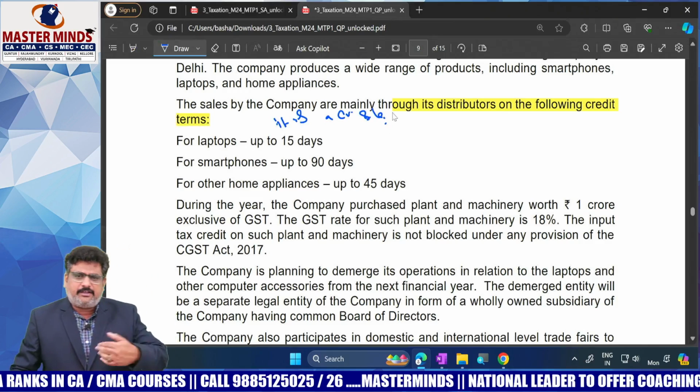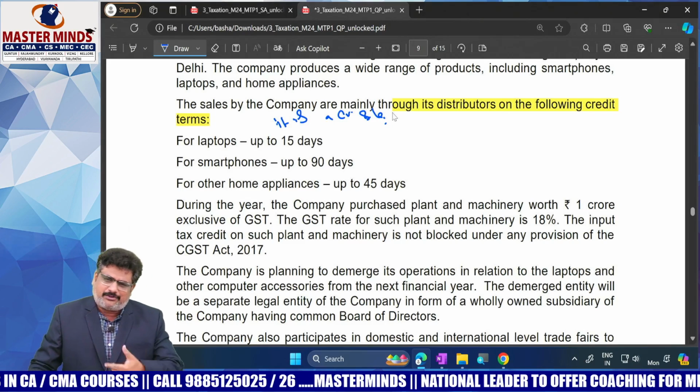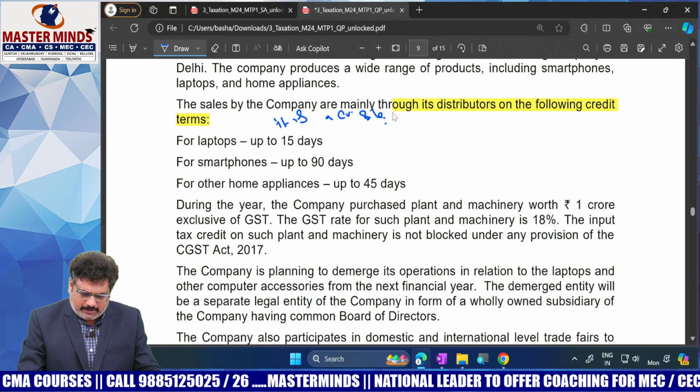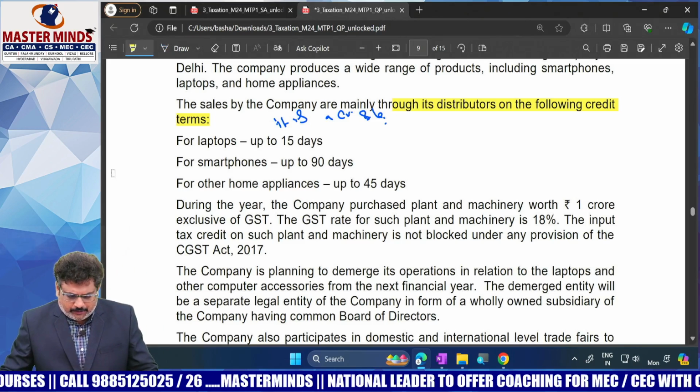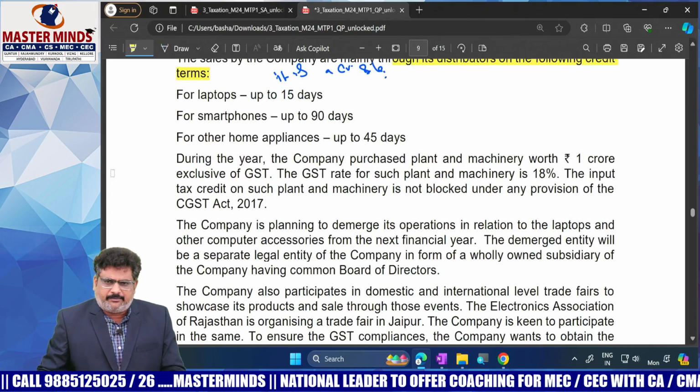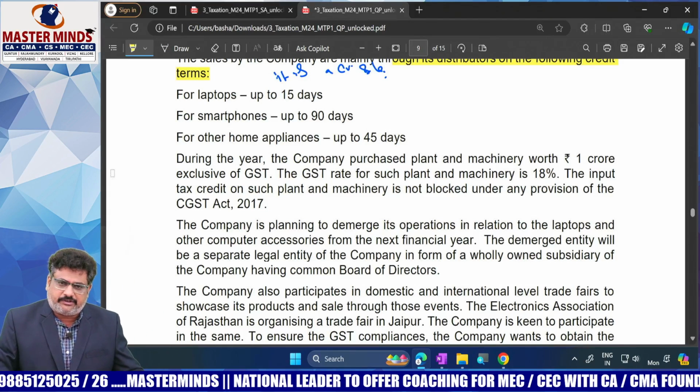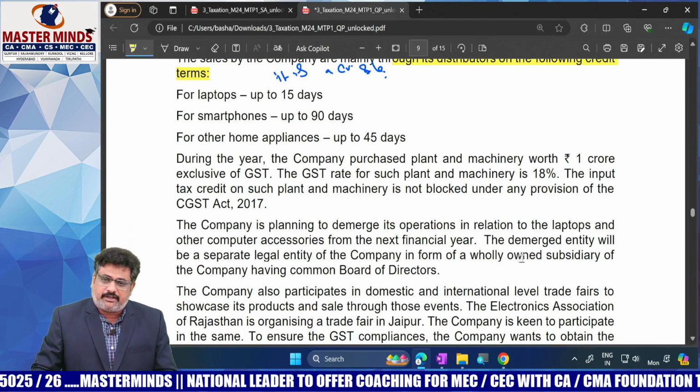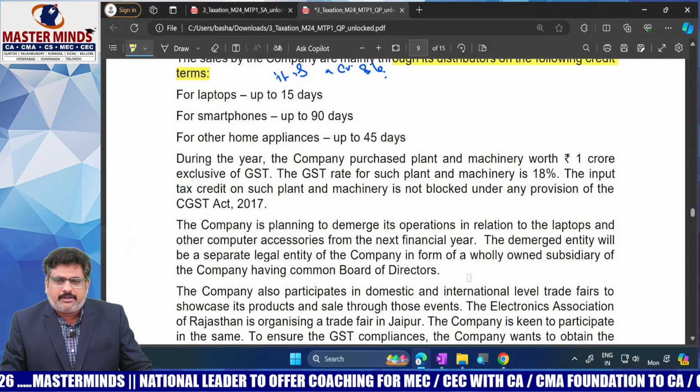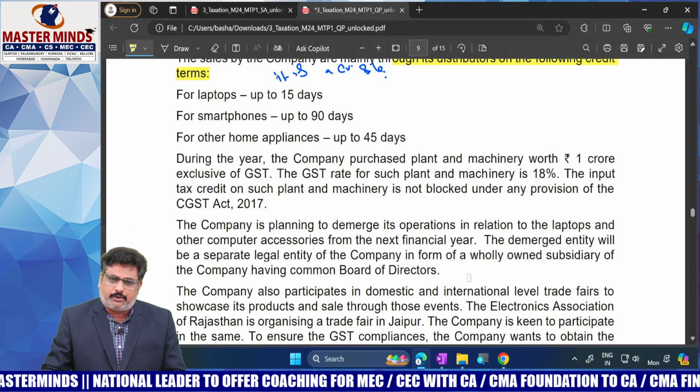That is the thing. In this way, you need to memorize or you can write. Okay. Next one. During the year, the company purchased plant and machinery worth 1 crore exclusive of GST. The GST rate for such plant and machinery is 18%. The ITC on such plant and machinery is not blocked.